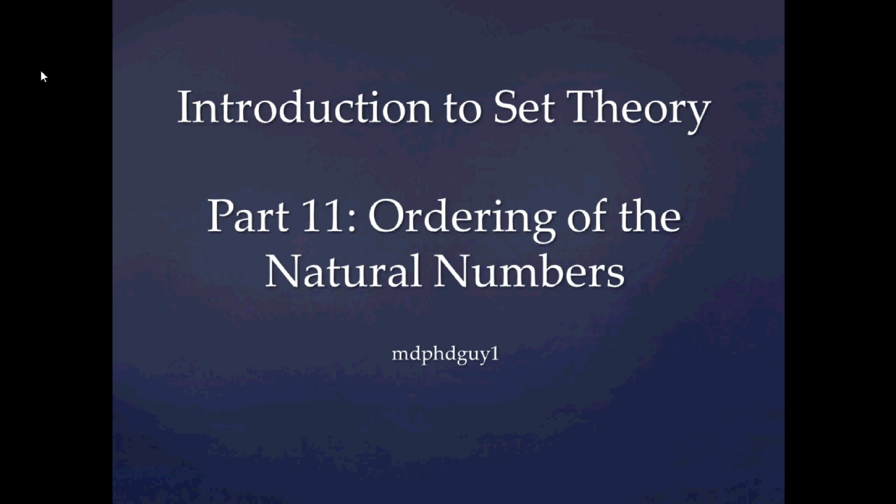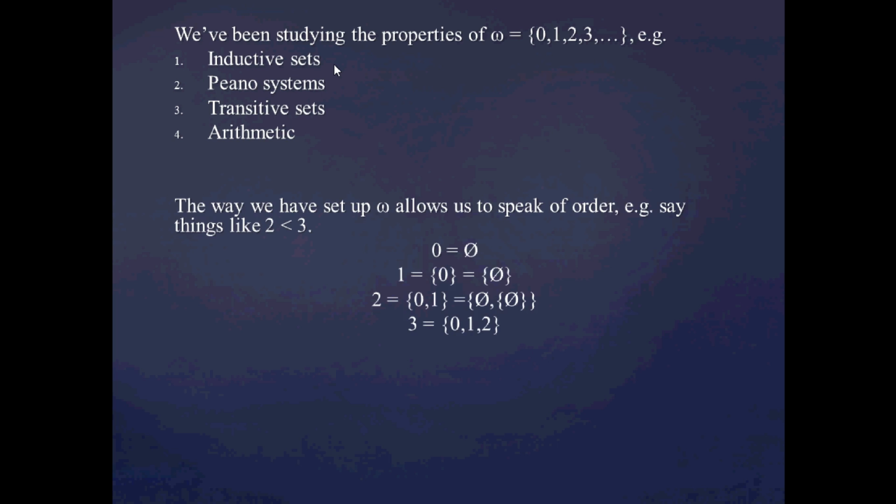Continuing with our discussion of the natural numbers, we're going to now consider how we can order them in a very natural way. So far, we've covered a number of topics concerning natural numbers. Just to run through a list of what we've covered, first we've covered inductive sets, we've also covered Peano systems, transitive sets, and also arithmetic on the natural numbers. And today we're going to talk about how we can order the natural numbers, and in fact, our definition of the natural numbers allows us to speak of order very precisely.